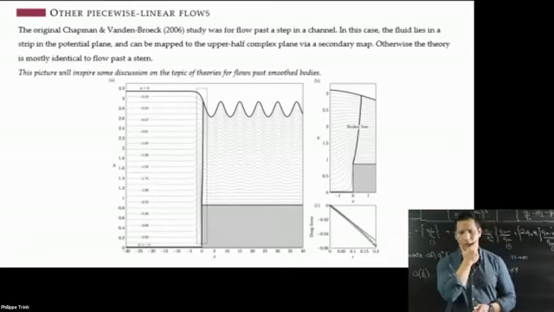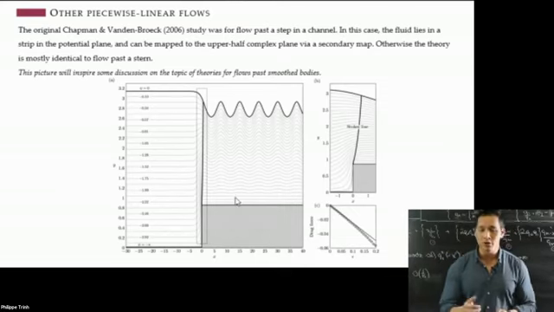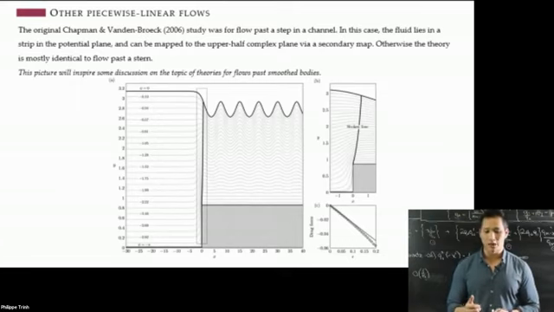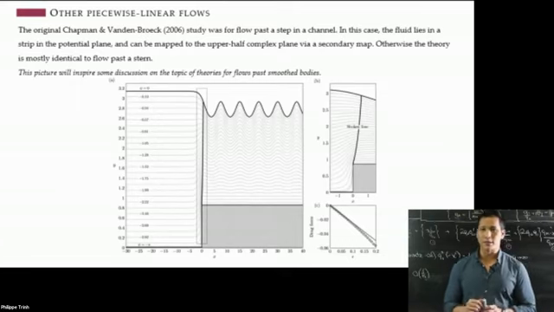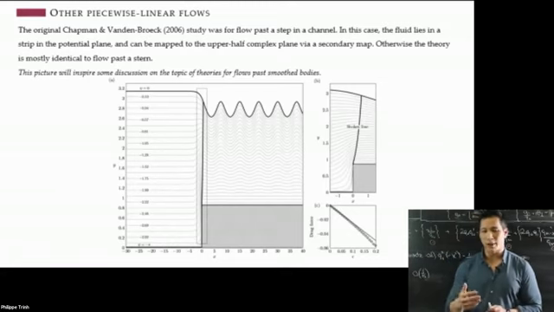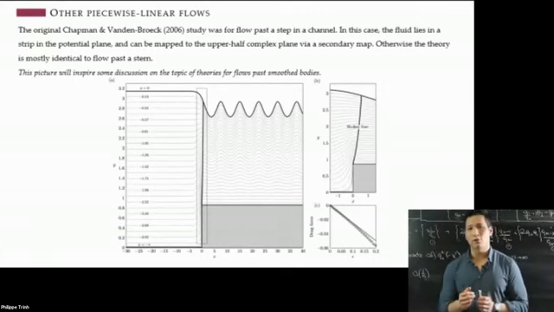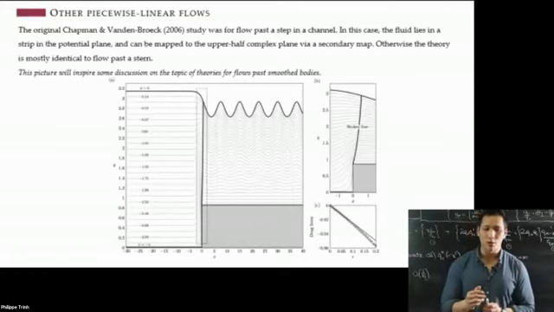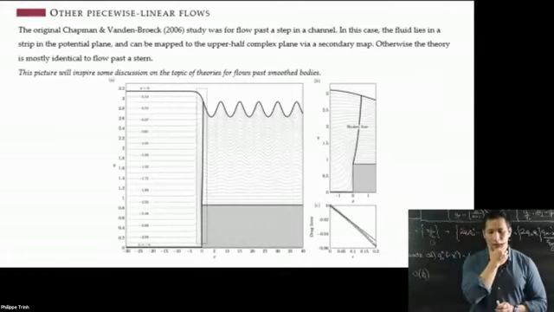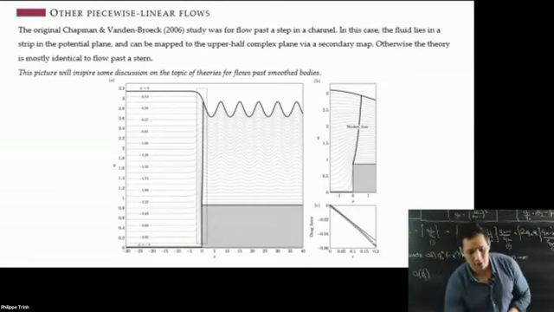Okay, now the original Chapman and Vandenbroek 2006 study did it for flow over a step in a channel that you see here. And you can do those types of problems as well. This is a piecewise linear geometry, flow over a step. And all it involves is an additional conformal mapping to change the relevant domain for the step to the upper or lower half complex plane. So most of these water wave problems, two-dimensional potential flow water wave problems over piecewise linear bodies, we can do pretty well, okay? I want to say two important comments about the figure here that you see.